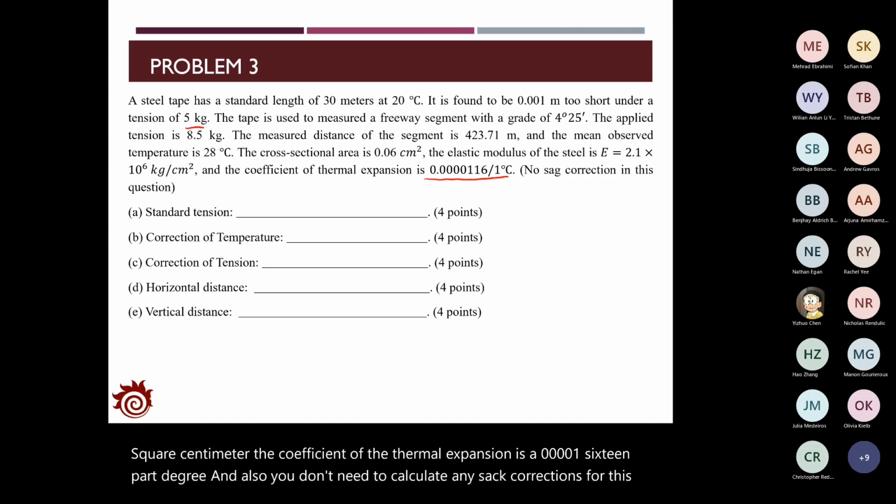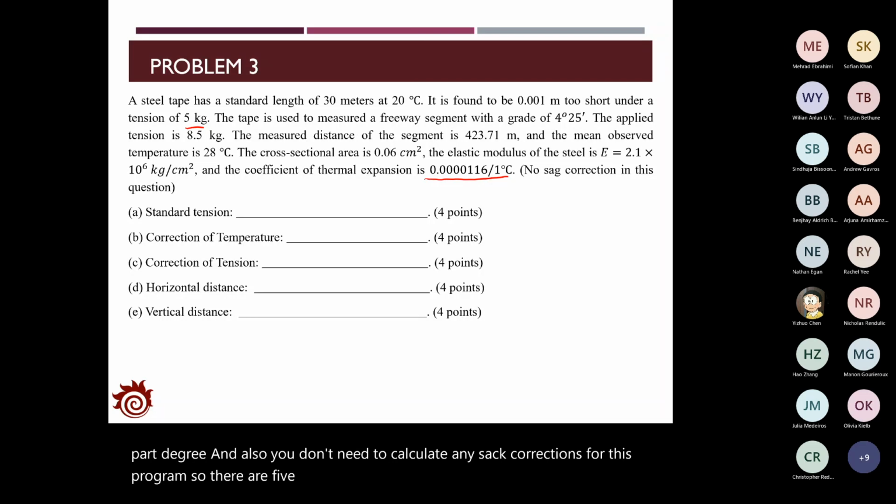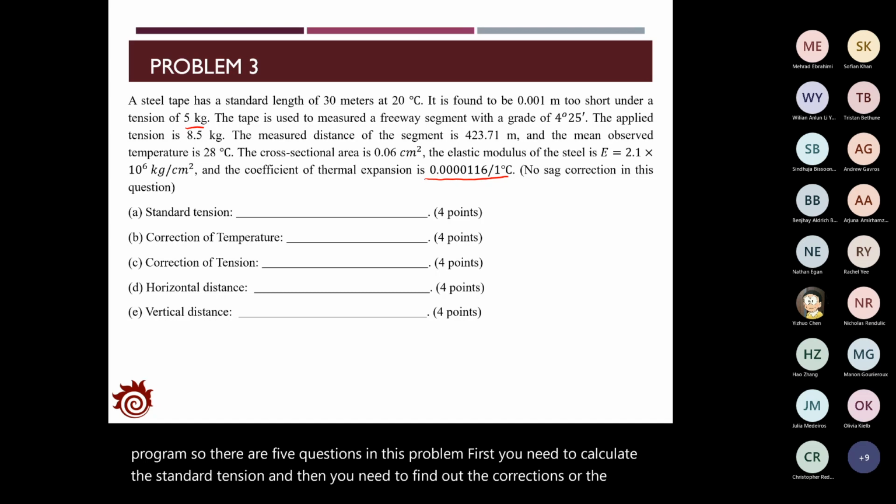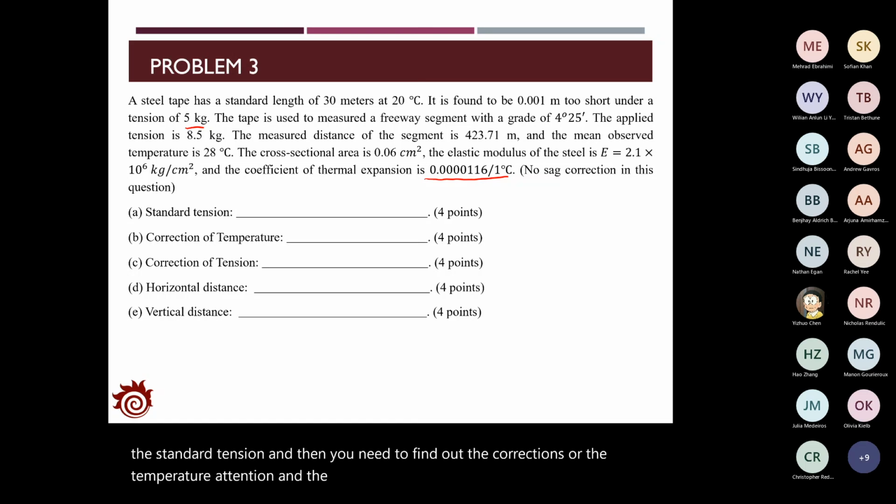There are 5 questions in this problem. First, you need to calculate the standard tension, and then you need to find the corrections for the temperature, the tension, and the horizontal distance and vertical distance. For the first question, let's see how we can calculate the standard tension.